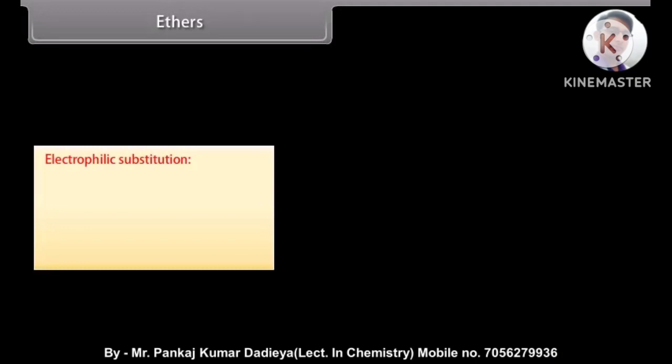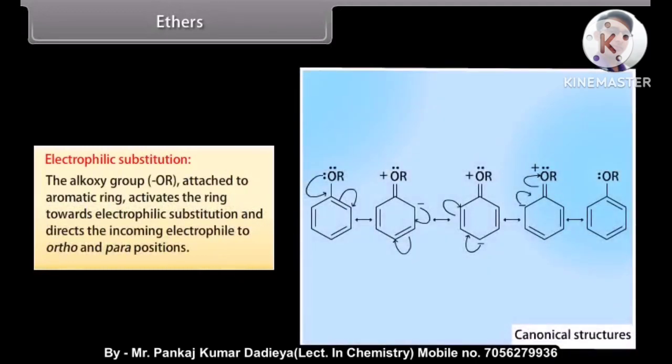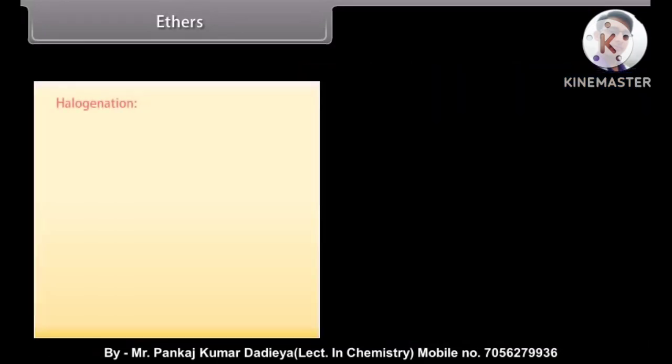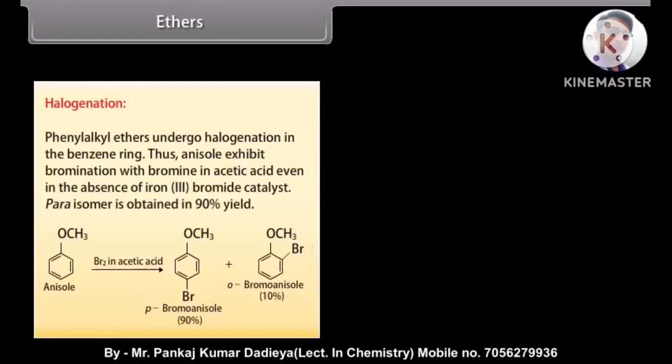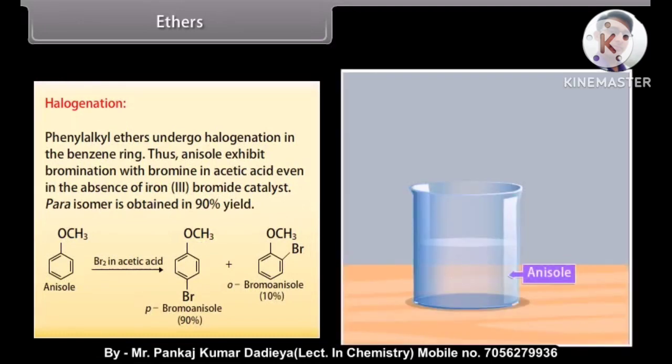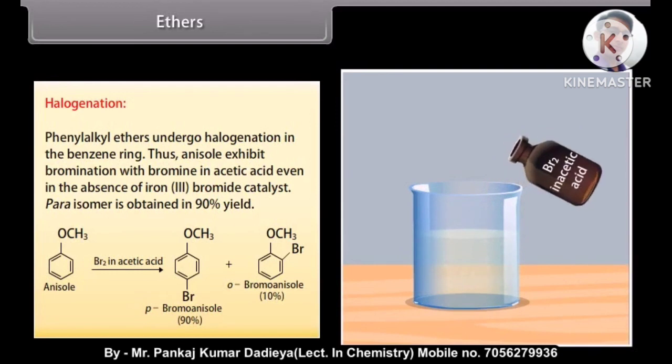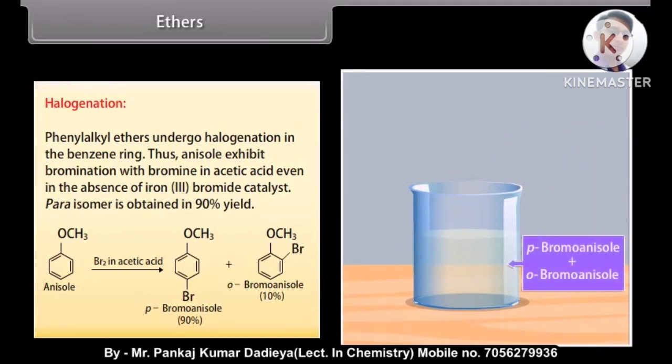Electrophilic substitution. The alkoxy group attached to the aromatic ring activates the ring towards electrophilic substitution and directs the incoming electrophile to ortho and para positions. Halogenation. Phenylalkyl ethers undergo halogenation in the benzene ring. Thus, anisole exhibits bromination with bromine in acetic acid even in the absence of iron(III) bromide catalyst. Para-isomer is obtained in 90% yield.